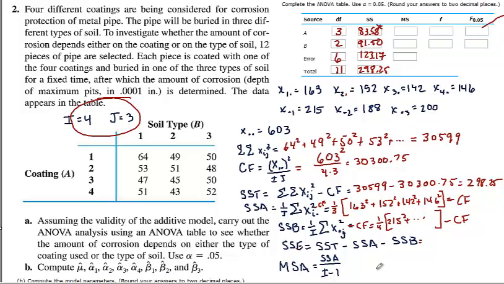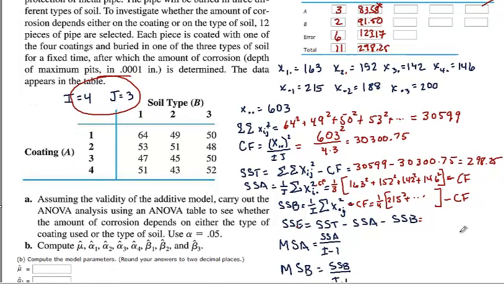Okay, then calculating my MSA, I take my SSA and divide it by I minus 1, so 83.58 divided by 3. For that one, you should get 27.86.